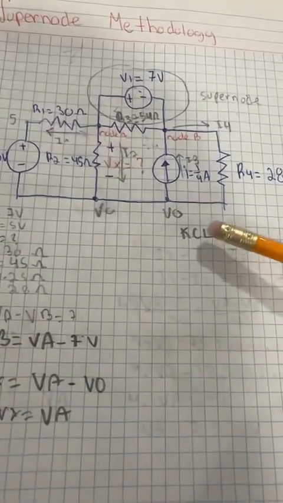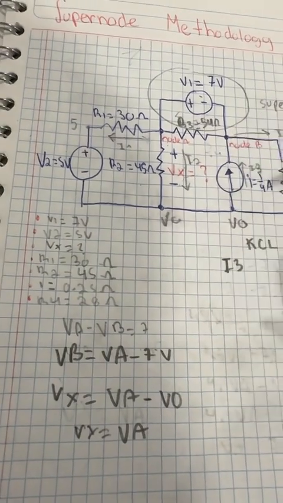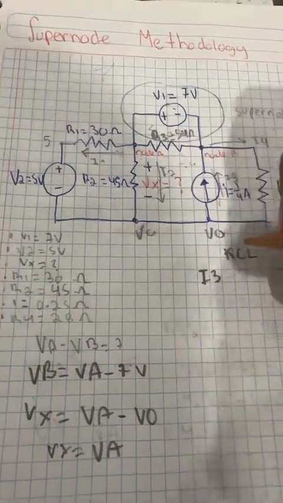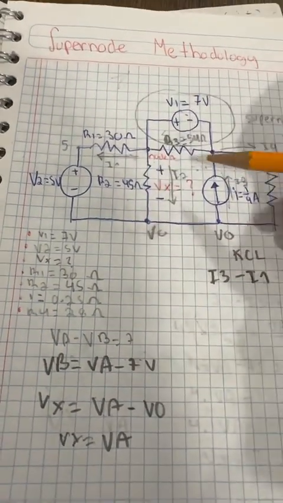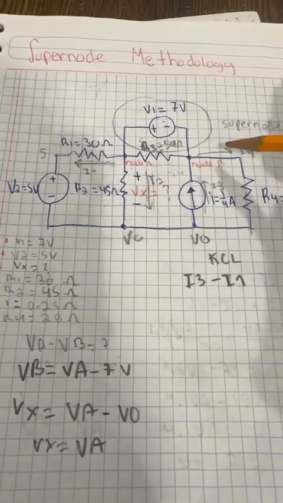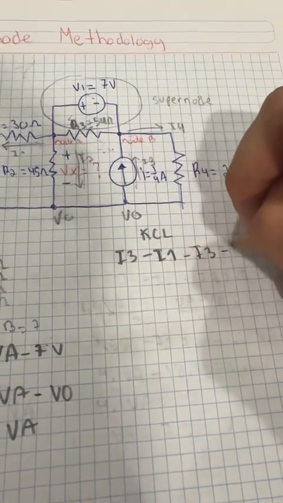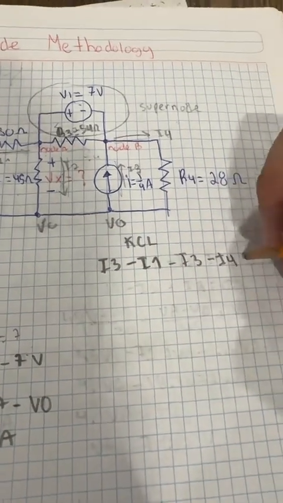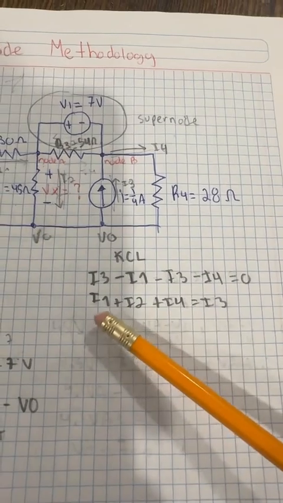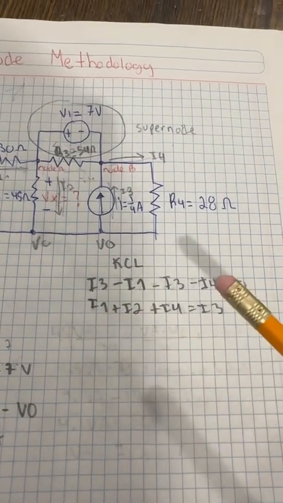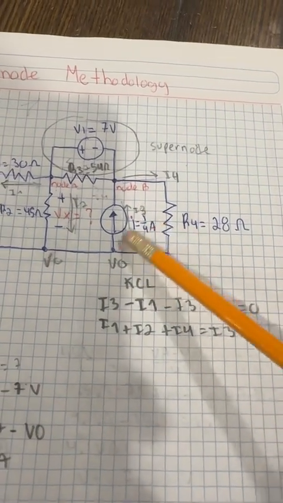So we go to our KCL equation: the current 3 is entering, minus our current 1 that is getting out, minus our current 2 that is also getting out, minus our current 4 that is also getting out. This is equal to 0. And this is equal to this: our current 1 plus our current 2 plus our current 4 is equal to our current 3 that is already defined.